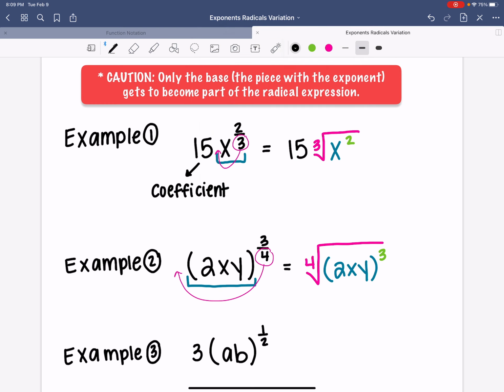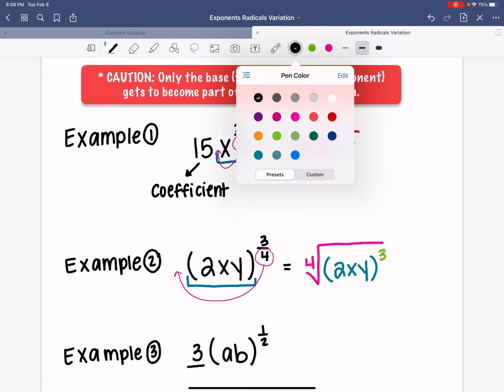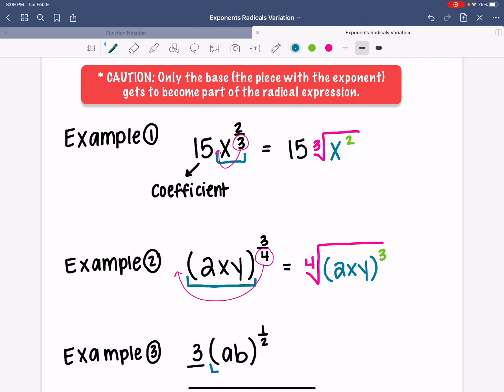And finally, example 3. Again, notice this time we have a coefficient, 3. And then we have our base, which has the exponent. So everything in the parentheses is the base. So we're going to take our denominator of 2, and it's going to come in front of the base as the root. So the 3 is going to stay as the coefficient.